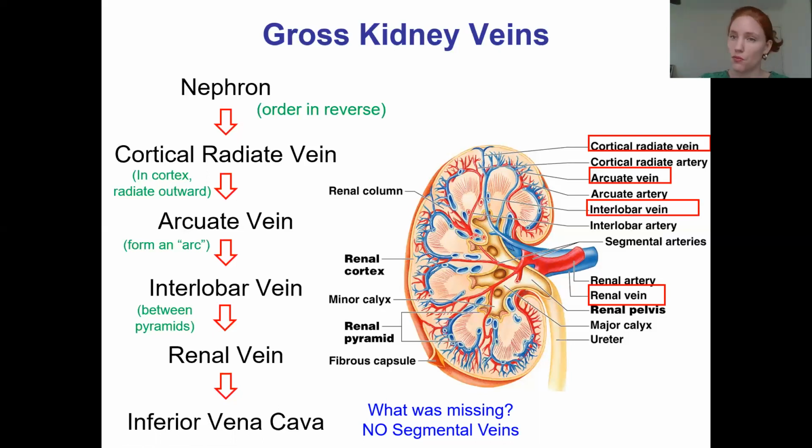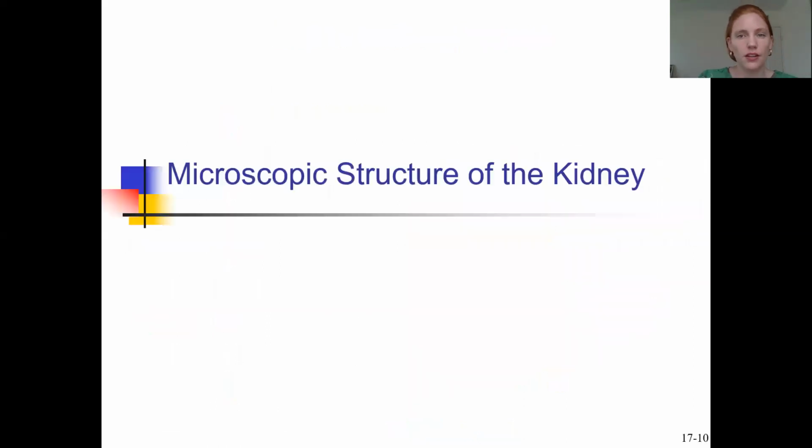Other than that, they're just the same order, but in reverse, and you just call them a vein. So just remember, arteries are red, veins are blue. The only exception to that is the pulmonary arteries and veins. All the other ones, red artery, blue vein. Okay, so I'm going to go ahead and stop, and then I'll do another one for the nephron.